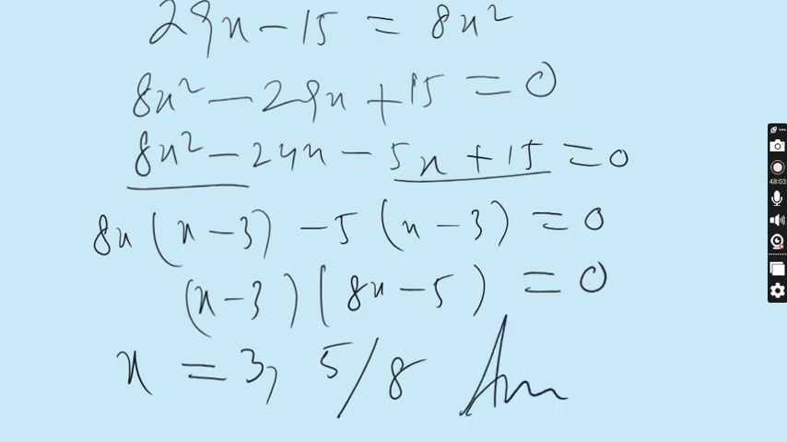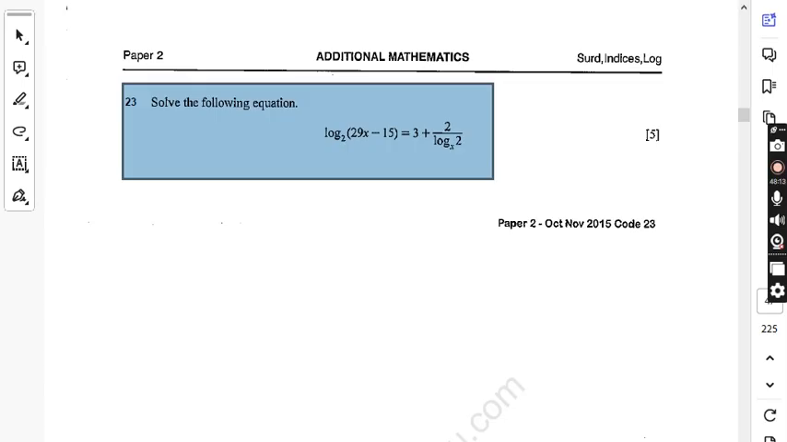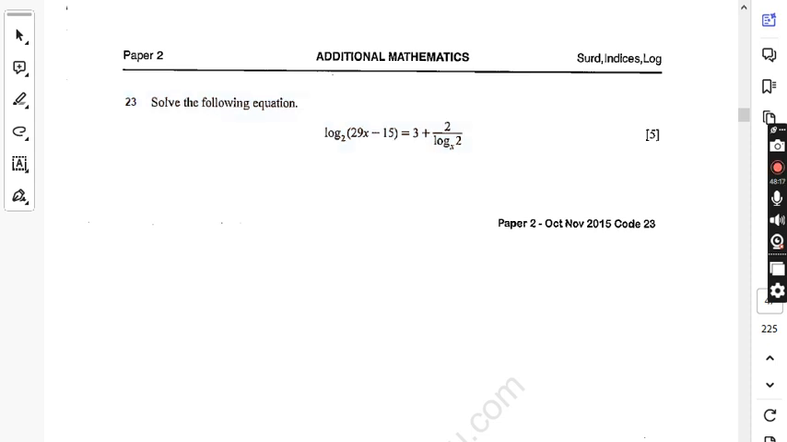Very easy question and very interesting as well. So students, this is our today's class where this question came in October-November 2015. So I am ending this topic. We have done so many questions of logarithm from paper 1 as well as from paper 2.